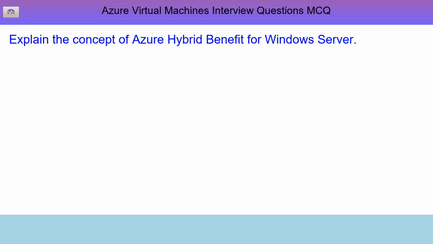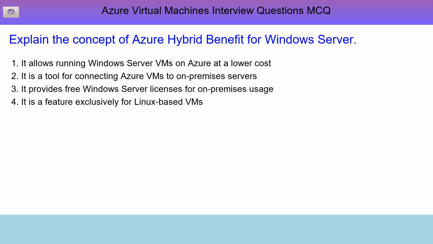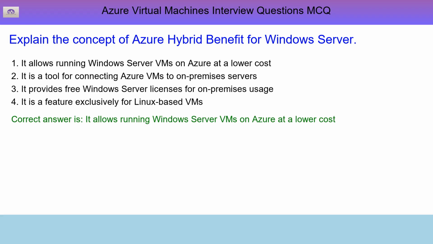Explain the concept of Azure Hybrid benefit for Windows Server. Here are your options. 1. It allows running Windows Server VMs on Azure at a lower cost. 2. It is a tool for connecting Azure VMs to on-premises servers. 3. It provides free Windows Server licenses for on-premises usage. 4. It is a feature exclusively for Linux-based VMs. The correct answer is it allows running Windows Server VMs on Azure at a lower cost.